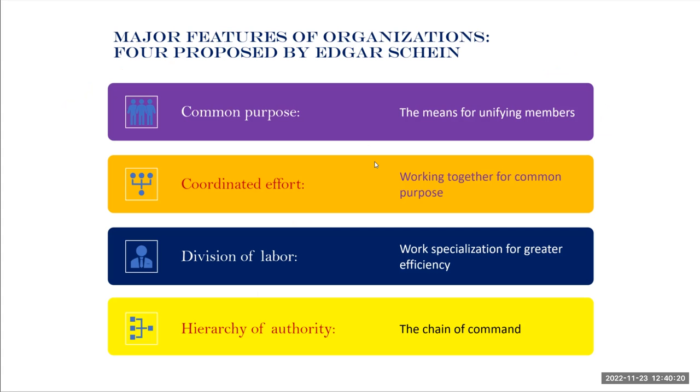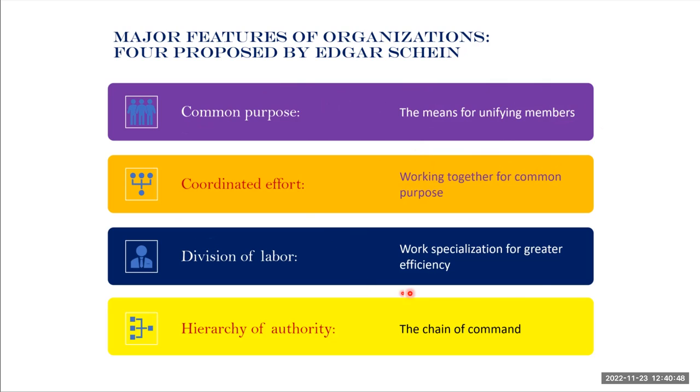These are the four features. Essentially, it's common purpose, which is: does the organization or the company have a means for unifying its members? Coordinated effort, which is basically working together for a common purpose, like how coordinated an organization is, and what kind of common purpose an organization or a company has, right?